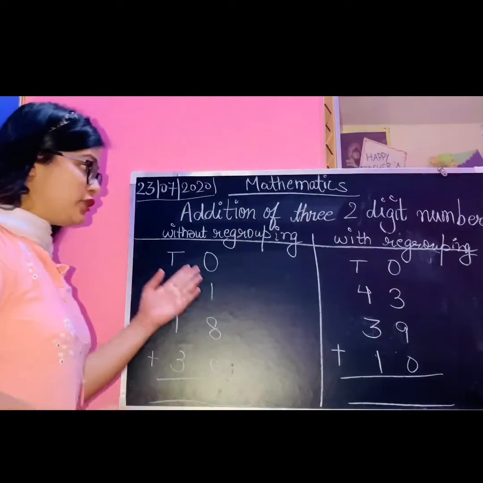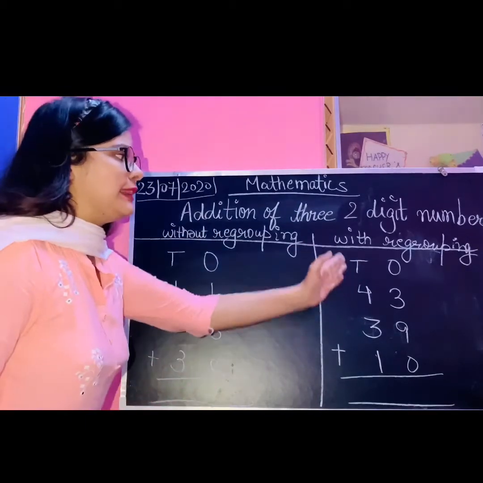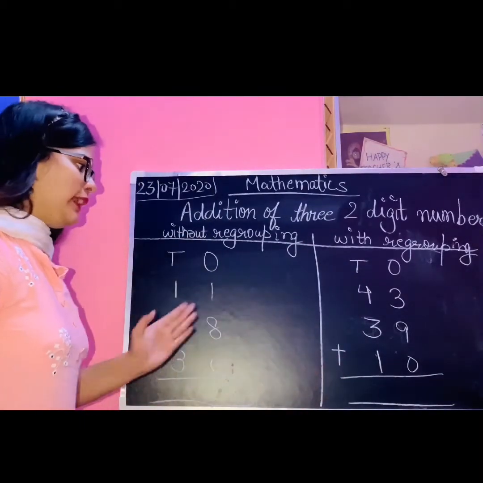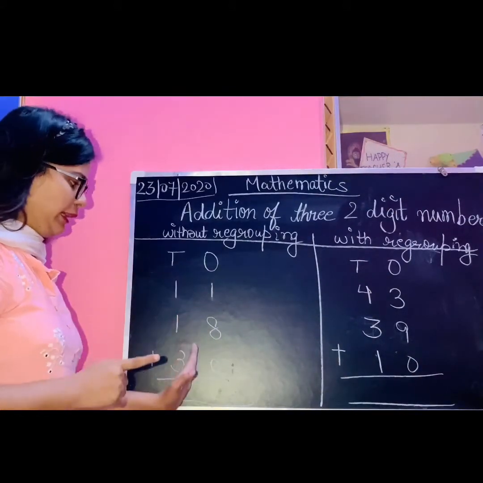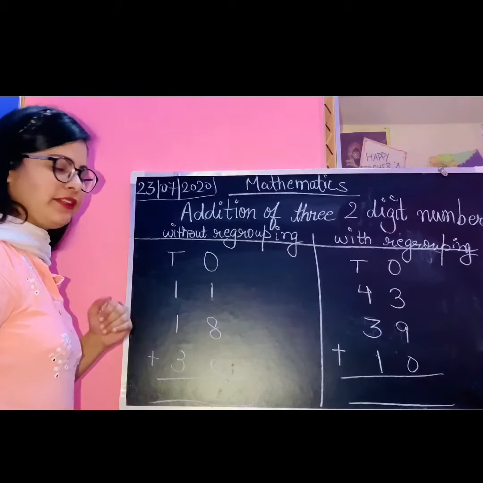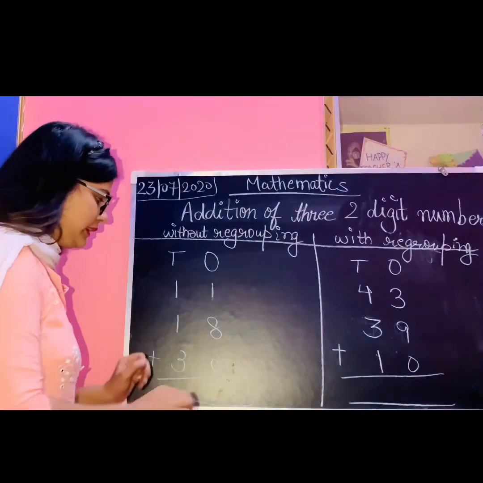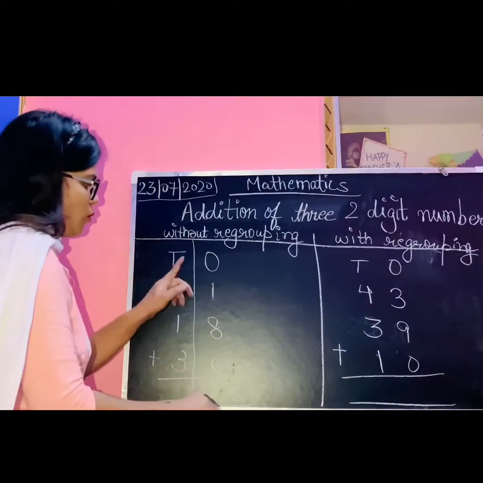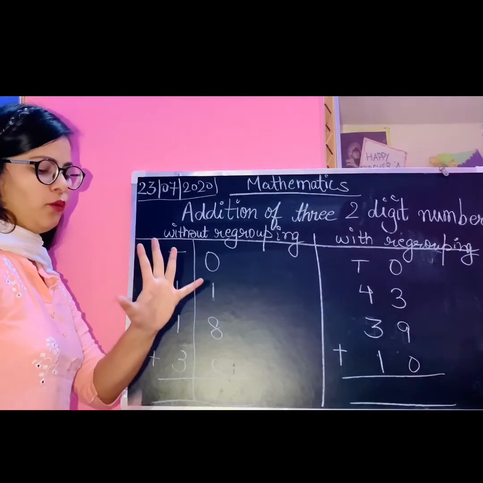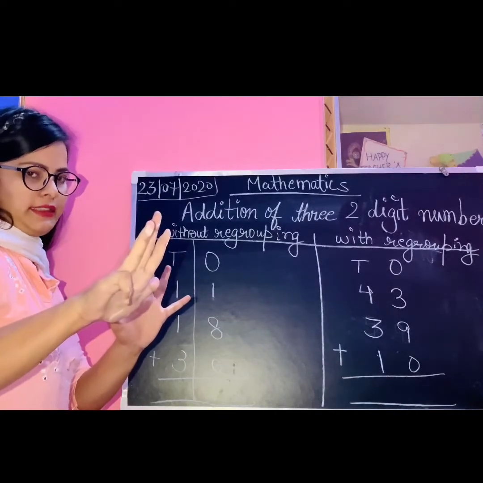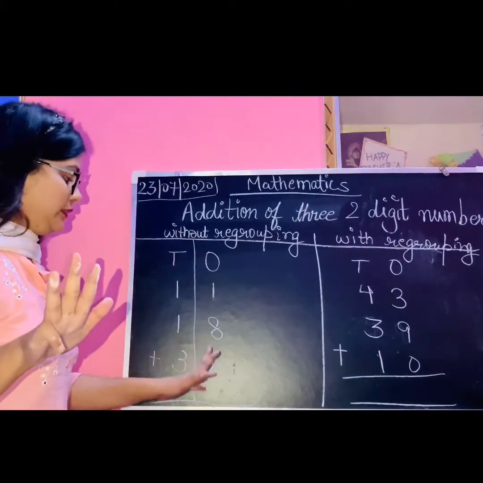So students, as you can see that I have taken 2 more questions. This is without regrouping and this is with regrouping. Now let's add these questions. Again we will separate it: ones different and tens different. 1 plus 8 plus 0. Now count, this means add this. 1, now 8. 1, 2, 3, 4, 5, 6, 7, 8. Okay, 8 plus 1 is already here, and 0.